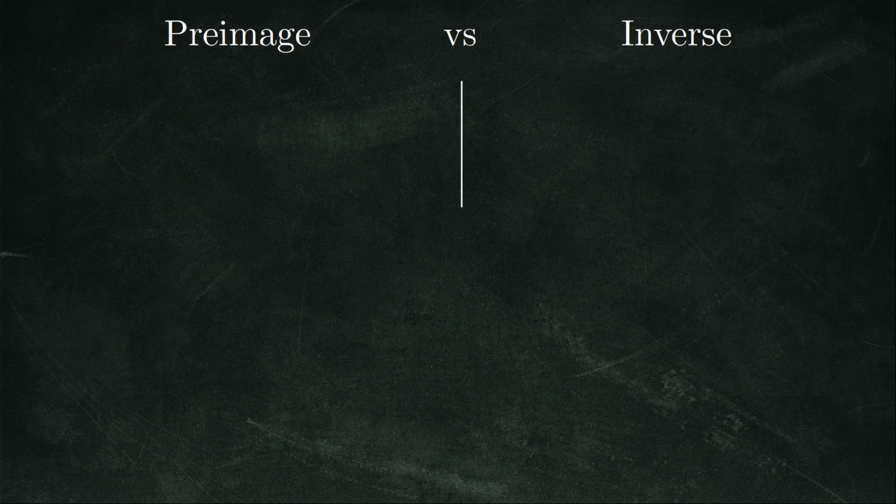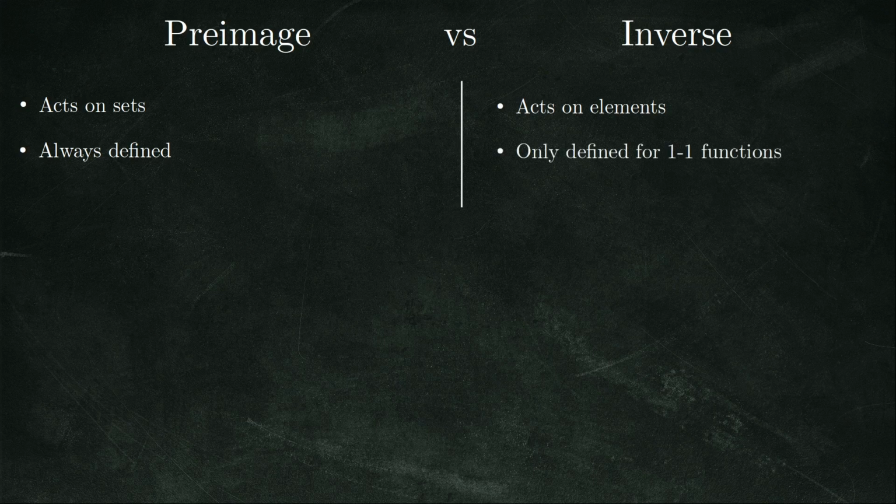So we've seen both the pre-image and the inverse, but they're very easy to get mixed up and confused. So let's have a look at what the differences between these two things are. The pre-image, we act on sets, whereas the inverse function acts on elements. And the pre-image is always defined. It could just be empty or it could contain multiple elements, but it is always defined, whereas the inverse is only defined for one-to-one or bijective functions.